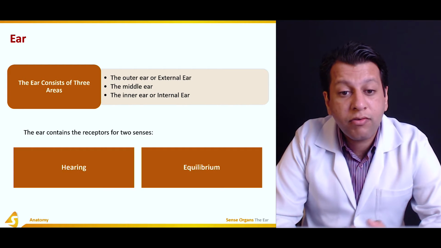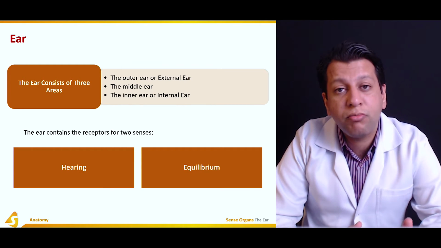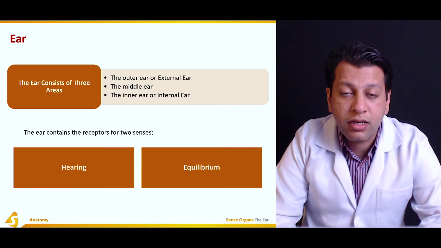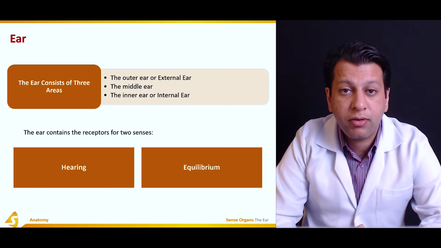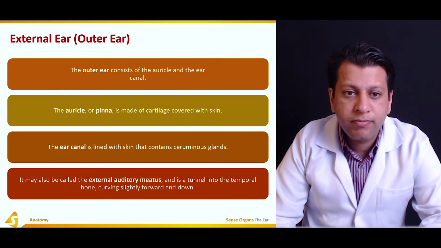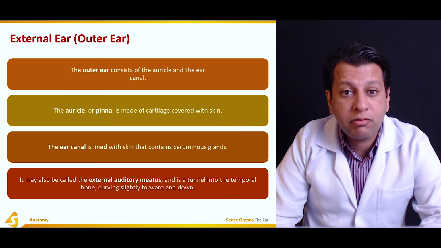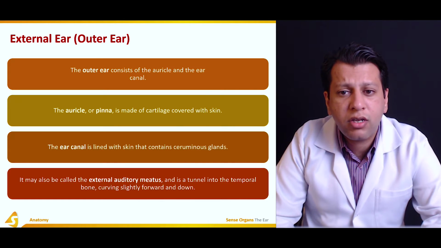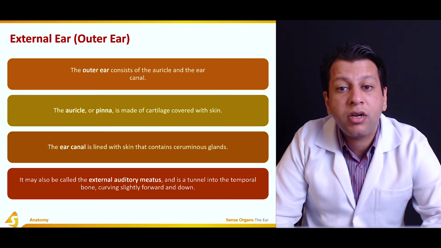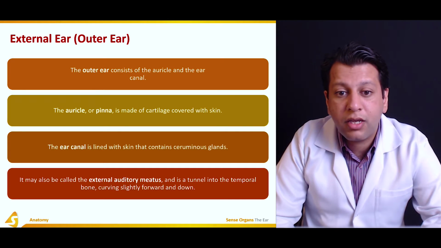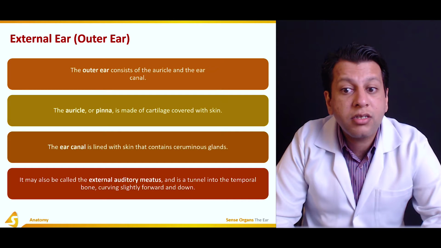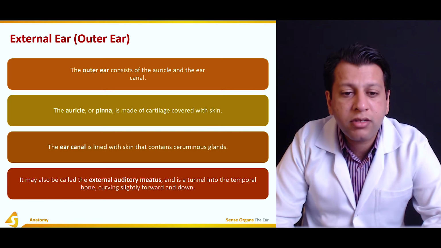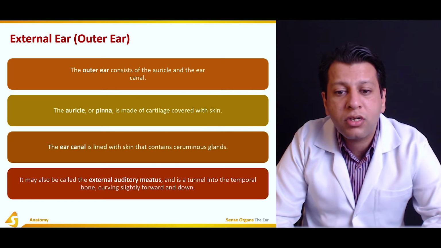The ear contains receptors which mainly serve two different functions. One is hearing and the second is equilibrium or balance. Coming to the external ear or the outer ear, it consists of the auricle, the pinna, and the ear canal. The auricle or pinna is made up of cartilage covered with skin. The ear canal is lined with skin that contains a ceruminous gland which produces earwax.